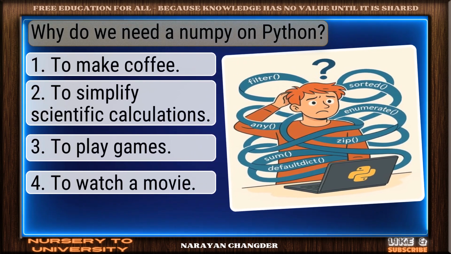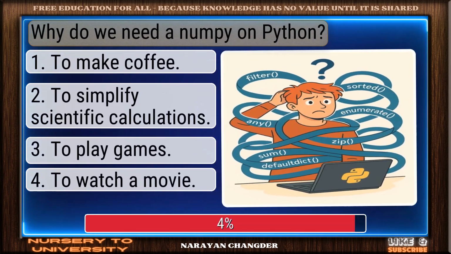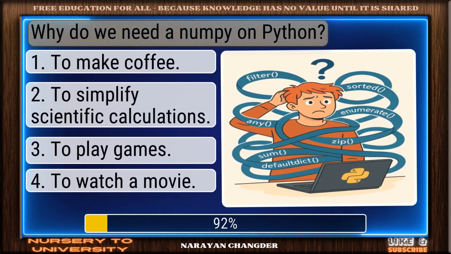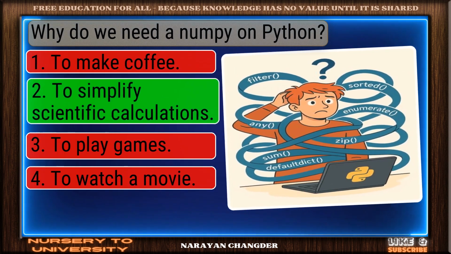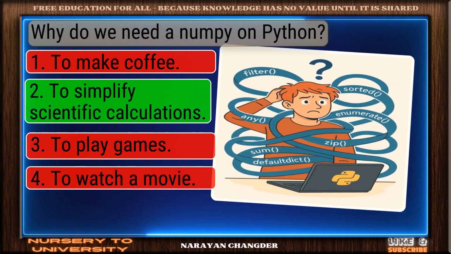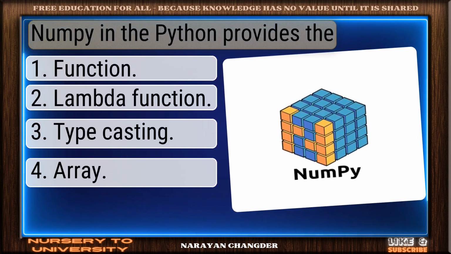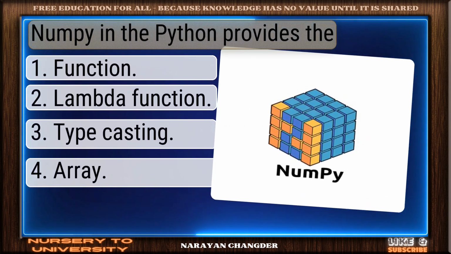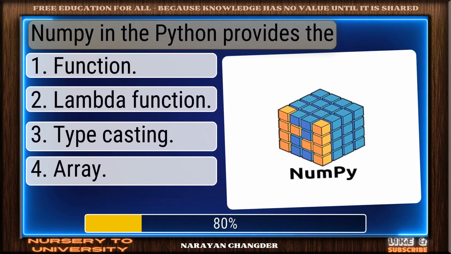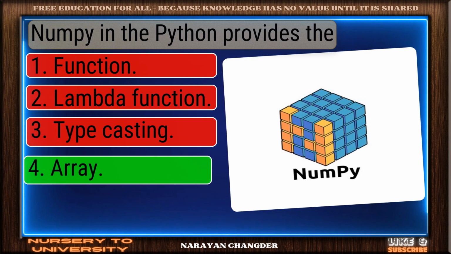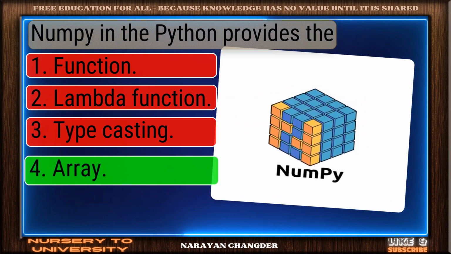Question number 59. Why do we need Numpy in Python? Right again. To simplify scientific calculations is a valid answer. Question number 60. Numpy in Python provides the. Solid response. Array is a valid choice.